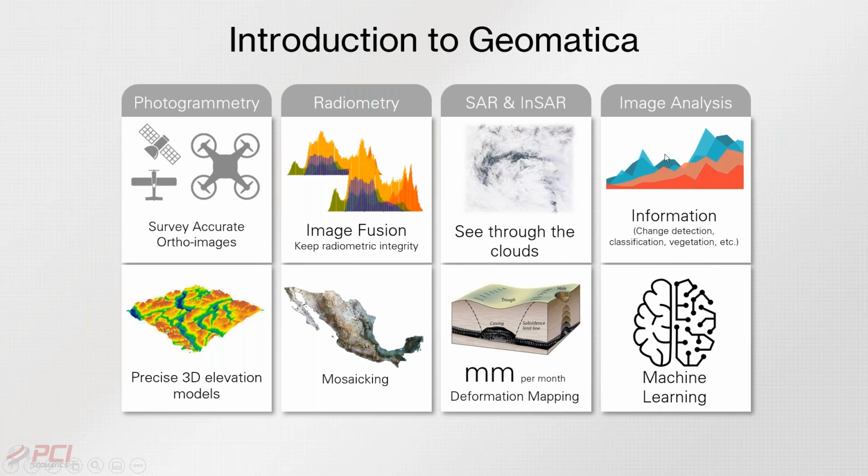So the ability to extract information, perform aspects such as change detection, classification, vegetation, and spectral analysis, and then be able to do this with some of our advanced machine learning capabilities.